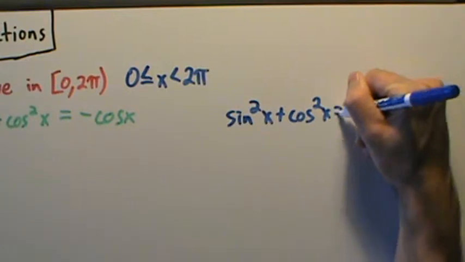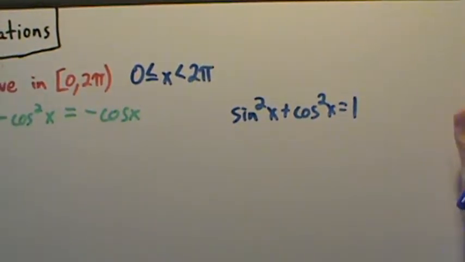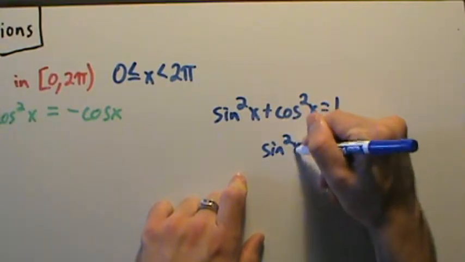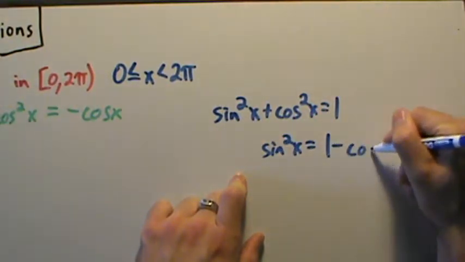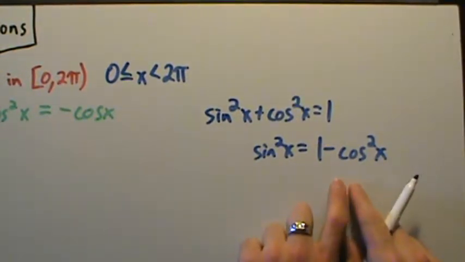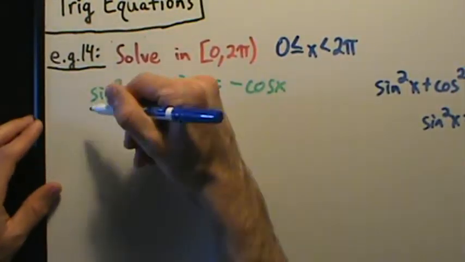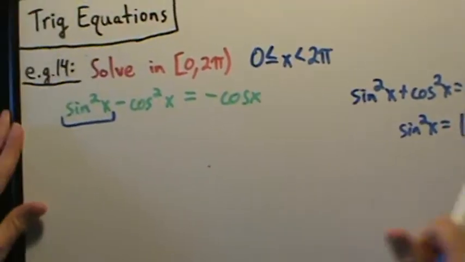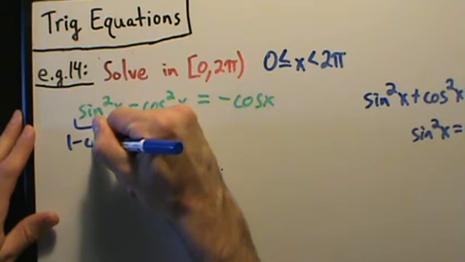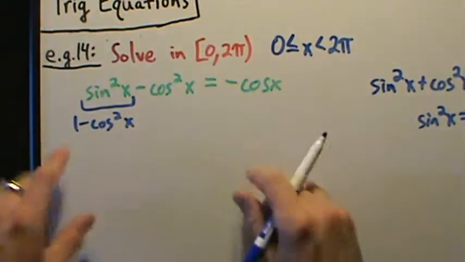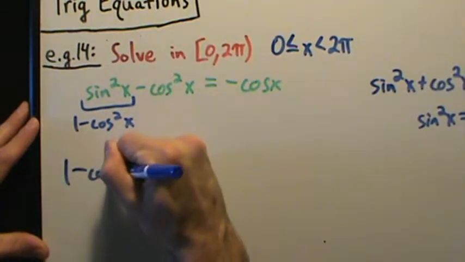of x equals 1. Okay, so what we can do is subtract cosine squared of x from both sides, so then sine squared of x equals 1 minus the cosine squared of x. Okay, so sine squared of x is 1 minus the cosine squared of x, so then we can take this sine squared of x, and this exactly equals 1 minus cosine squared of x. Okay, that is that, so then the equation becomes 1 minus cosine squared of x.